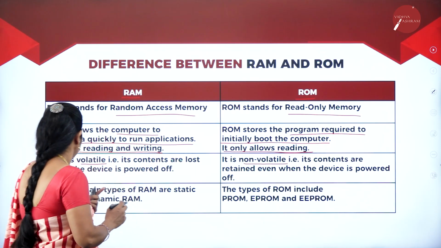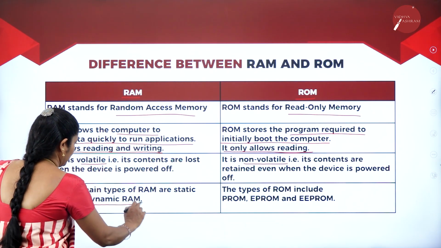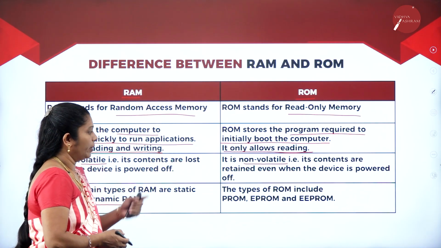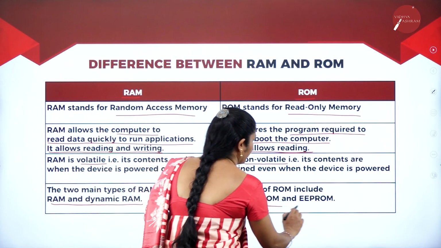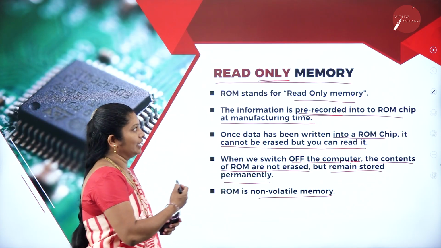And the next difference is, the main types of RAM are SRAM, static RAM, as well as dynamic RAM. Whereas here, PROM, EPROM, EEPROM. Now is it clear? Then once again I am going to recall whatever we have done today.